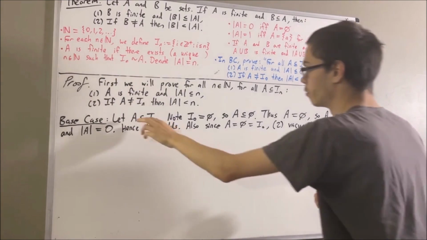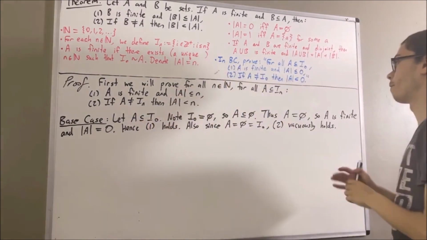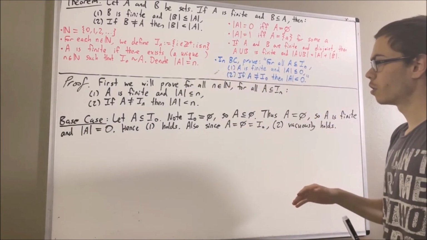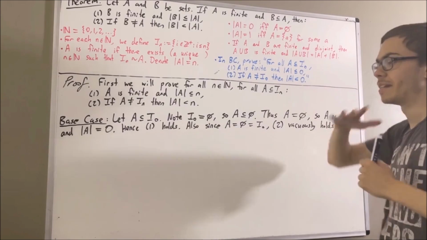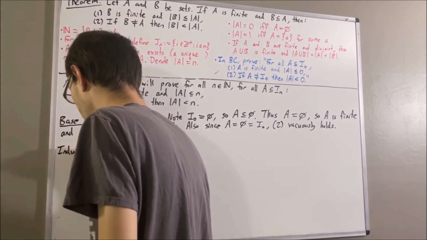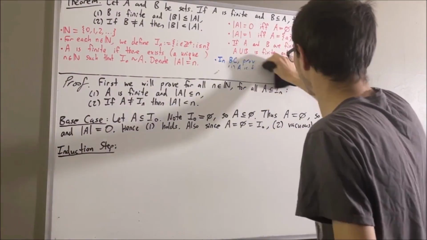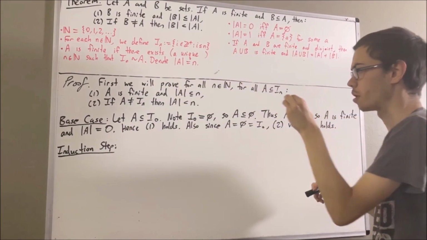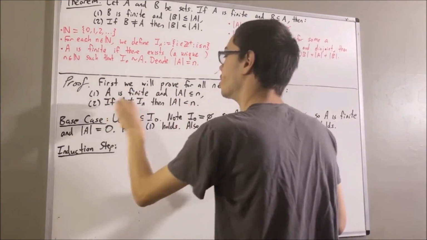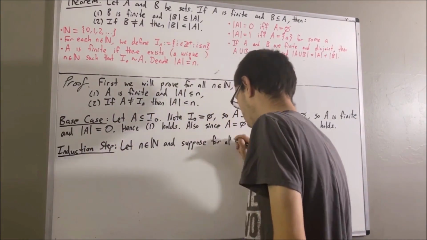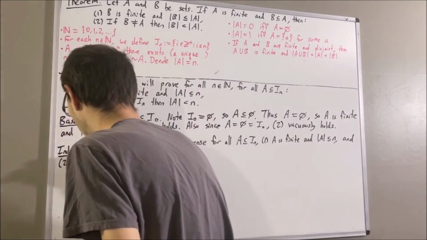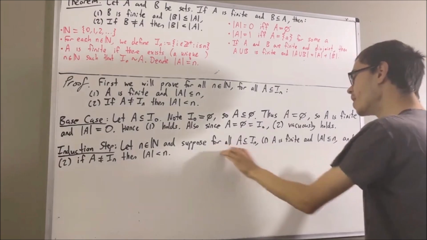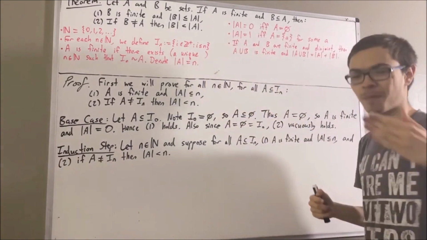And since A was an arbitrary subset of I0, this means for all subsets A of I0, 1 and 2 are true. So this completes the base case. Now let's move on to the induction step. Now in the induction step, we give ourselves an arbitrary natural number n where this is true. The whole goal of the induction step is to show that this is also true for n plus 1.